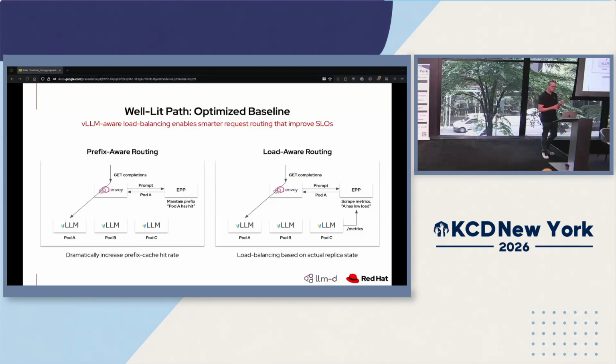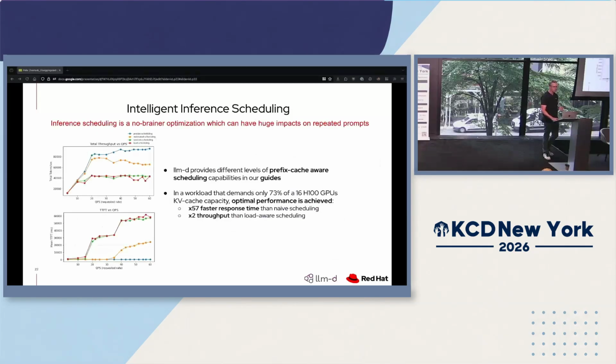There's also a precise version. And this one's kind of interesting because the vLLM pods themselves will stream real-time events up to the EPP. So that gives the EPP this globally consistent state of the cluster's cache. And so this is what happens to your actual performance benchmarks when you switch this on. So again, no-brainer if you're running any sort of repeated workloads.